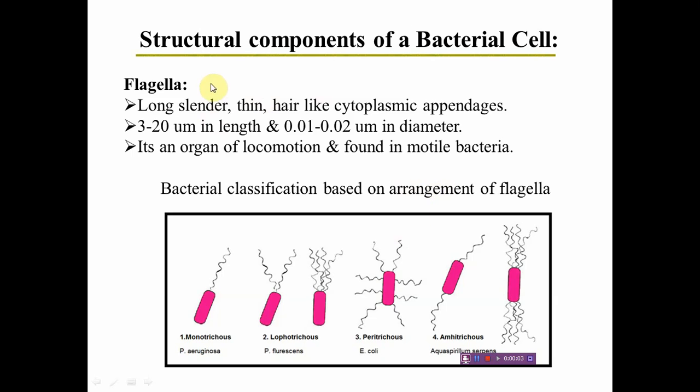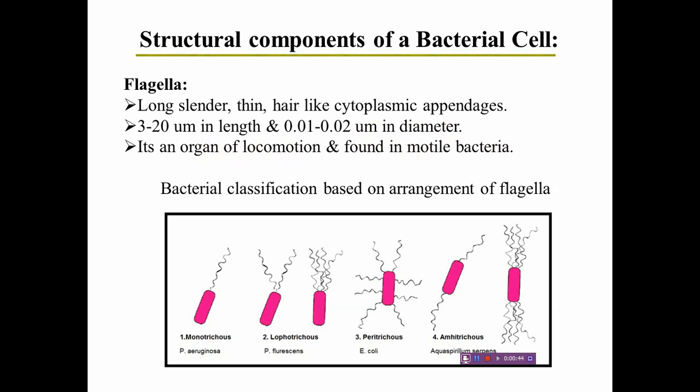So today we are going to discuss various structural components of bacterial cell. The first structural component is the flagellum or flagella. Flagella are longer, slender, thin, hair-like cytoplasmic appendages which are found in case of motile bacteria. Flagella is about 3 to 20 micrometer in length and 0.01 to 0.02 micrometer in diameter. It is a dedicated organ of locomotion and it is found in case of motile bacterial cells only.